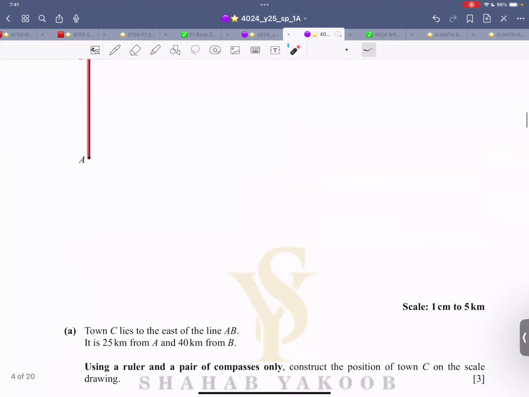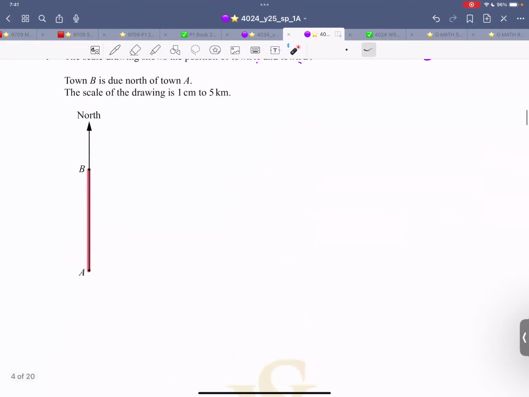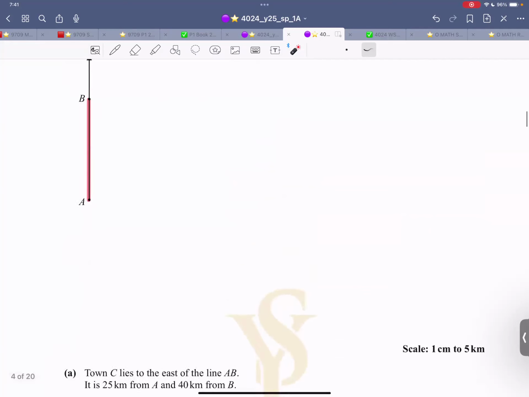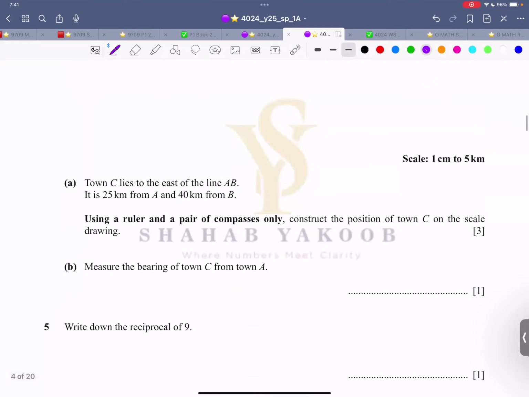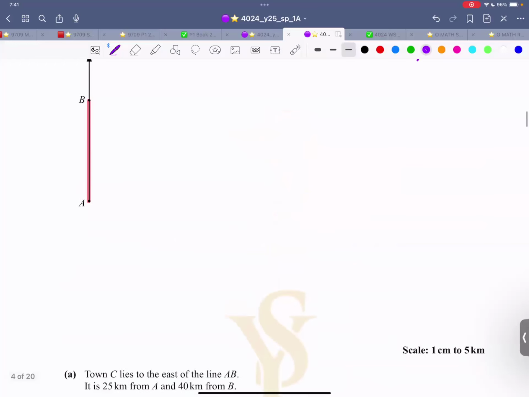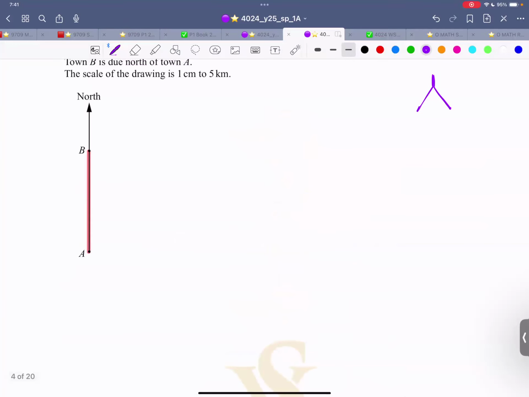So now this, we don't know how much it is. Let's say we have to use a ruler and compass. So basically what we will do is, let me just give you the idea. We would open the compass like this, and there is 25 kilometers from A. So 25 kilometers from A, maybe I'm drawing it like this, an arc like this.